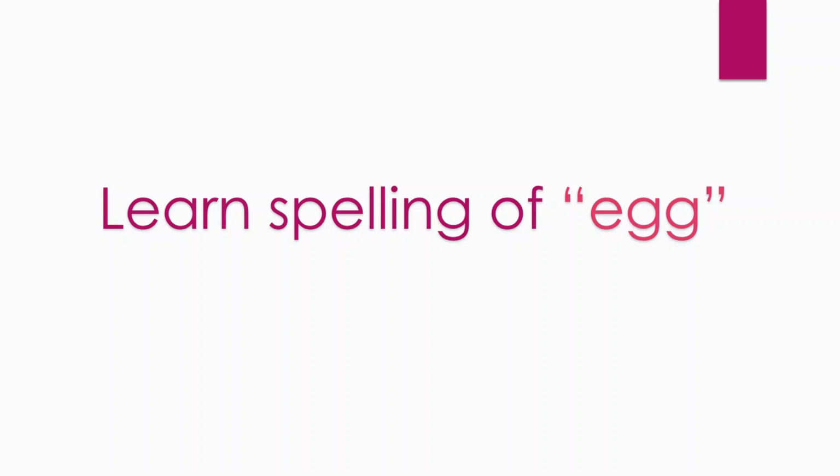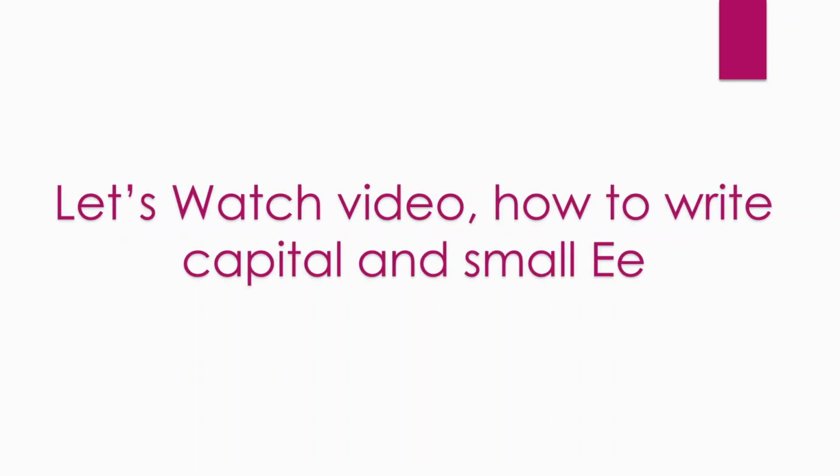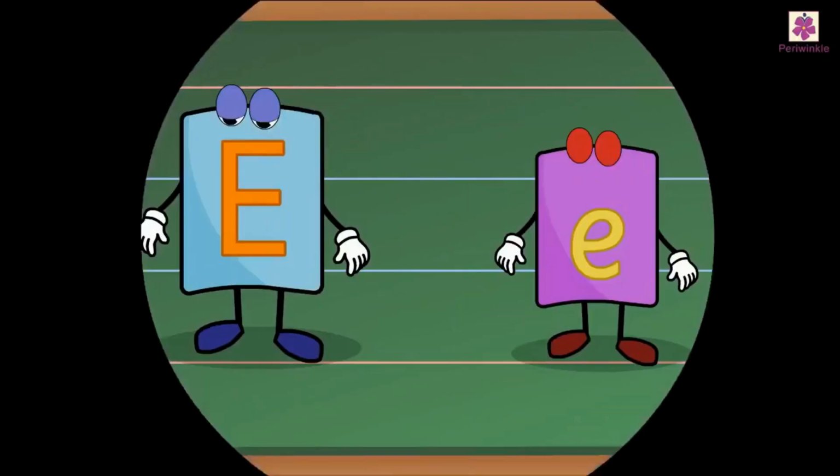Learn spelling of egg. E-double-G egg. Say with me. E-double-G egg. Let's watch video how to write capital and small e.